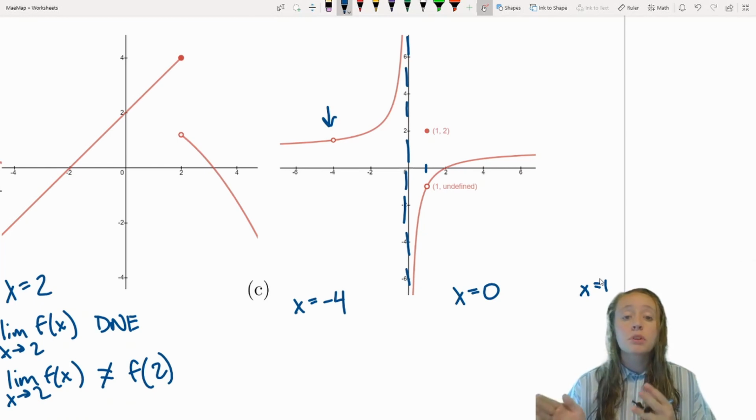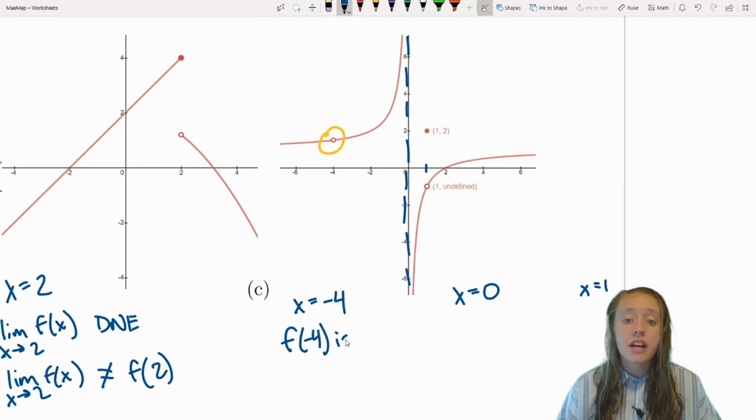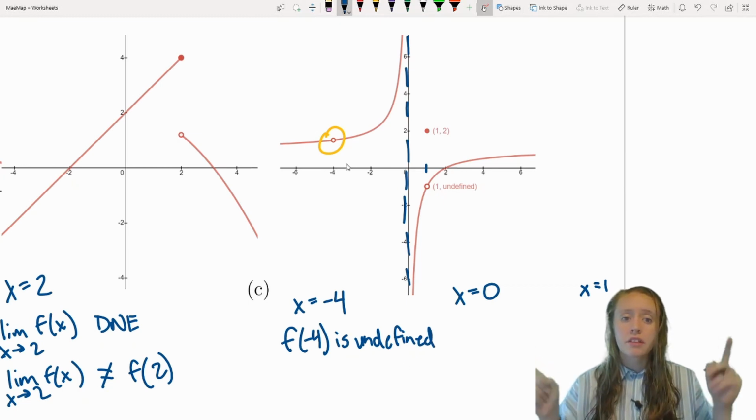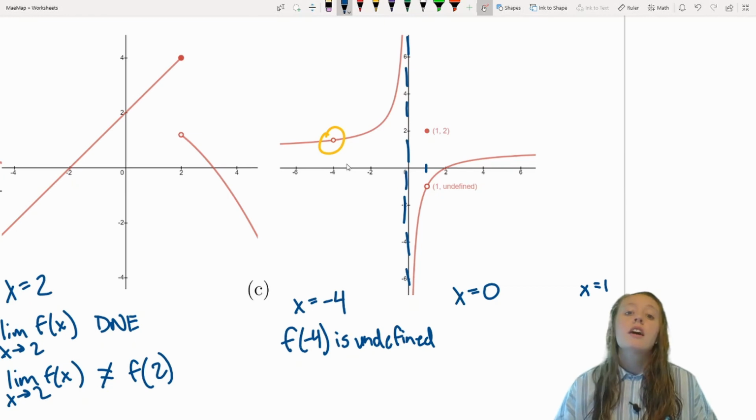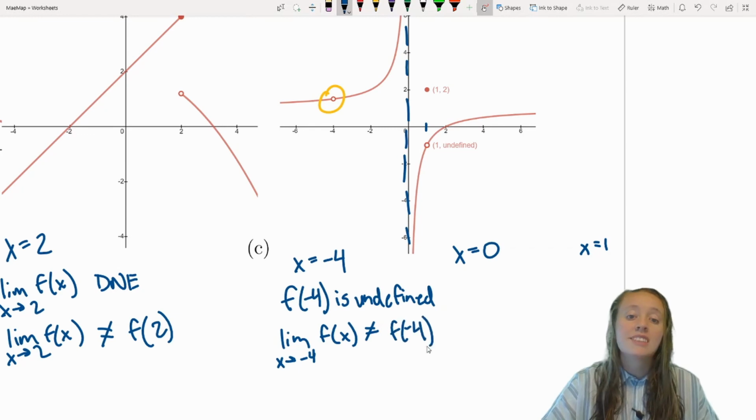Now, what makes these points of discontinuity different is that, well, let's see what this first one fails. When x is equal to -4, am I defined? No, I'm not even defined. So f of -4 is undefined. That's that first condition we look for. Then next, well, the limit exists, but since we're undefined, that limit does not equal the value of f of -4. So the second condition holds true, but that third condition does not.